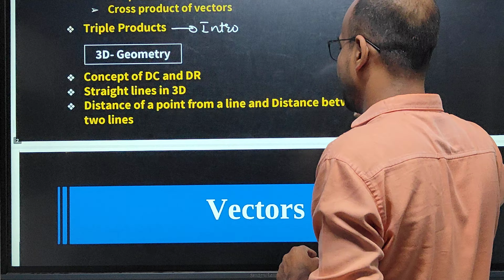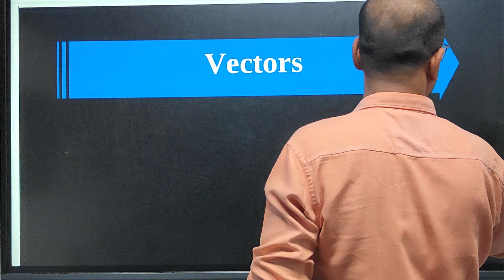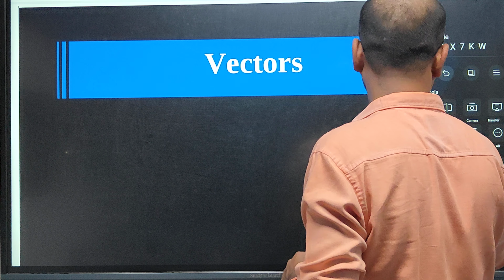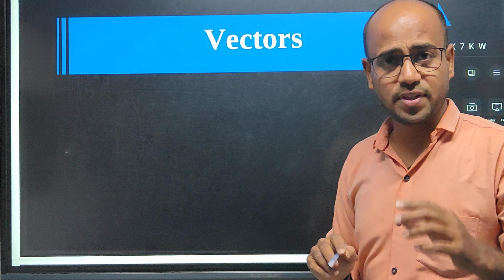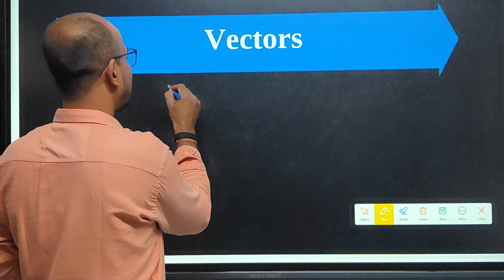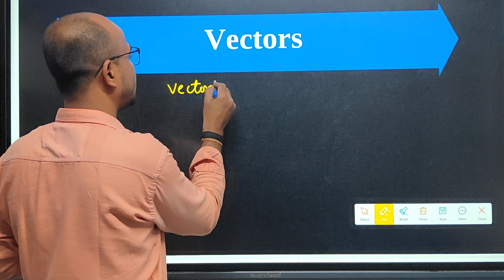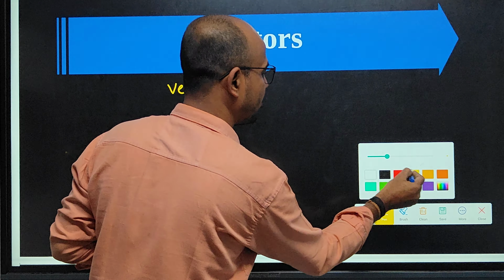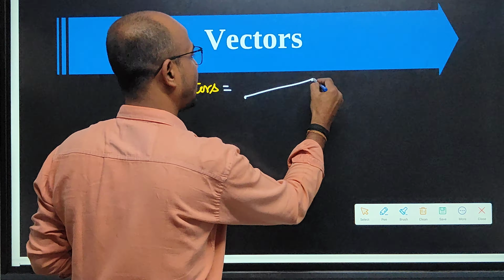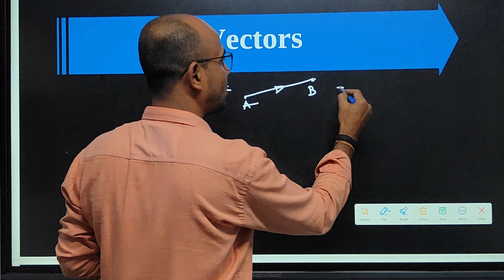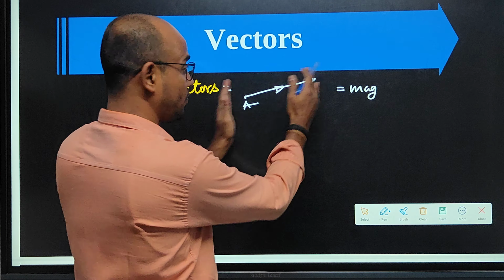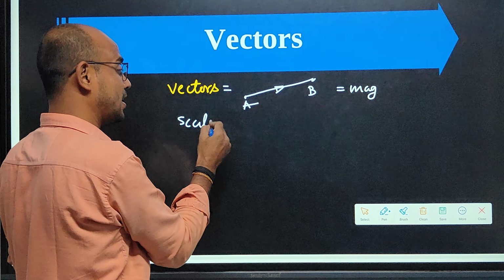So let's start. Now, when I talk of vectors, let us not go into the details of vectors with respect to physics. Let us understand this with respect to maths. So, what are vectors basically? A vector is nothing but a directed line segment. As in, we have this line segment AB and it has direction. So a vector has magnitude, because the length of AB is the magnitude, which is known as a scalar.